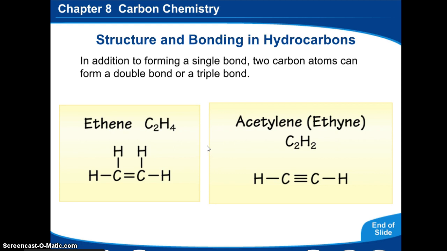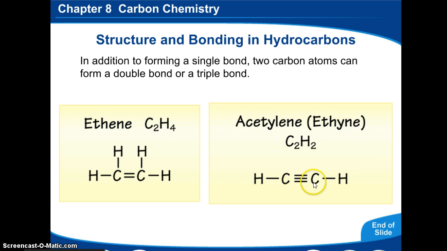Carbon can actually form double bonds and triple bonds as well. So remember, carbon can have 4 valence electrons. There can be 1, 2, and this would be 3, 4. So that would be a double bond here to make ethene. So we have C2H4. And then here, if we had C2H2, we would have the triple bond going on in between the 2 carbons.